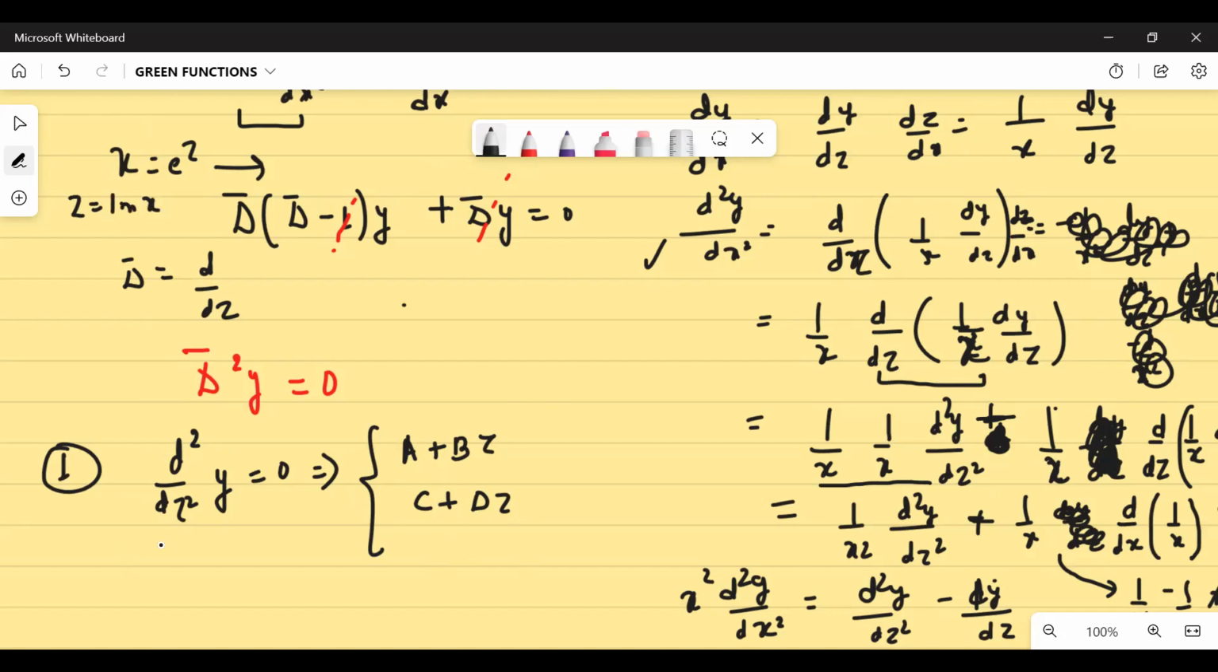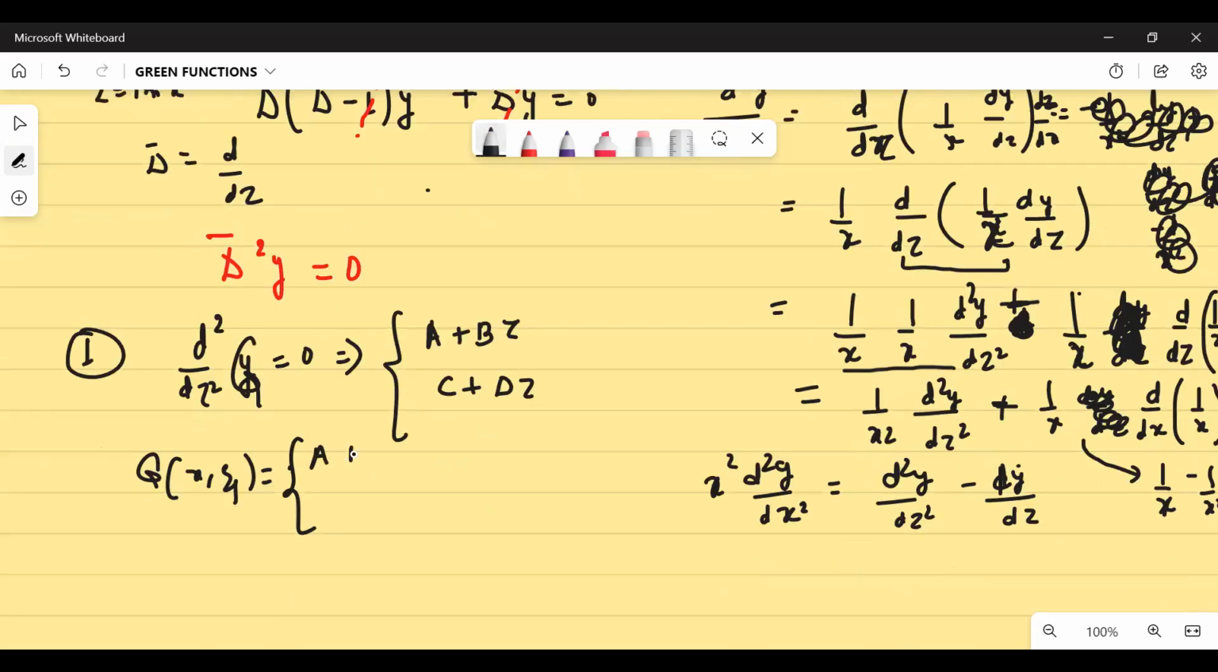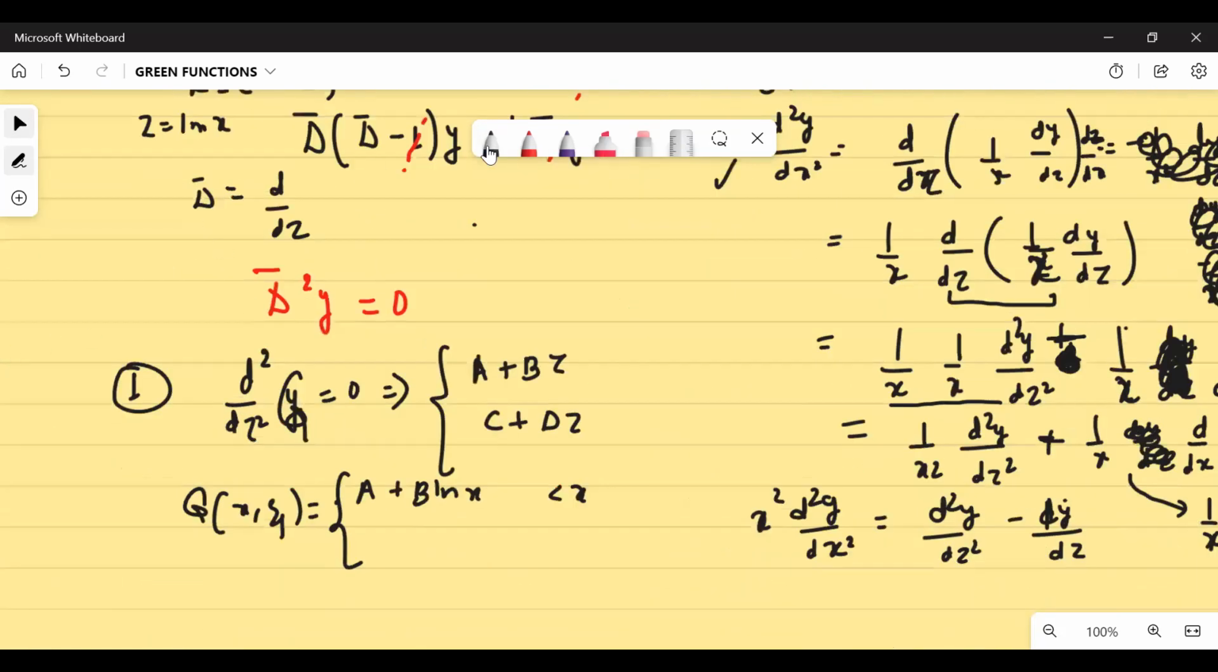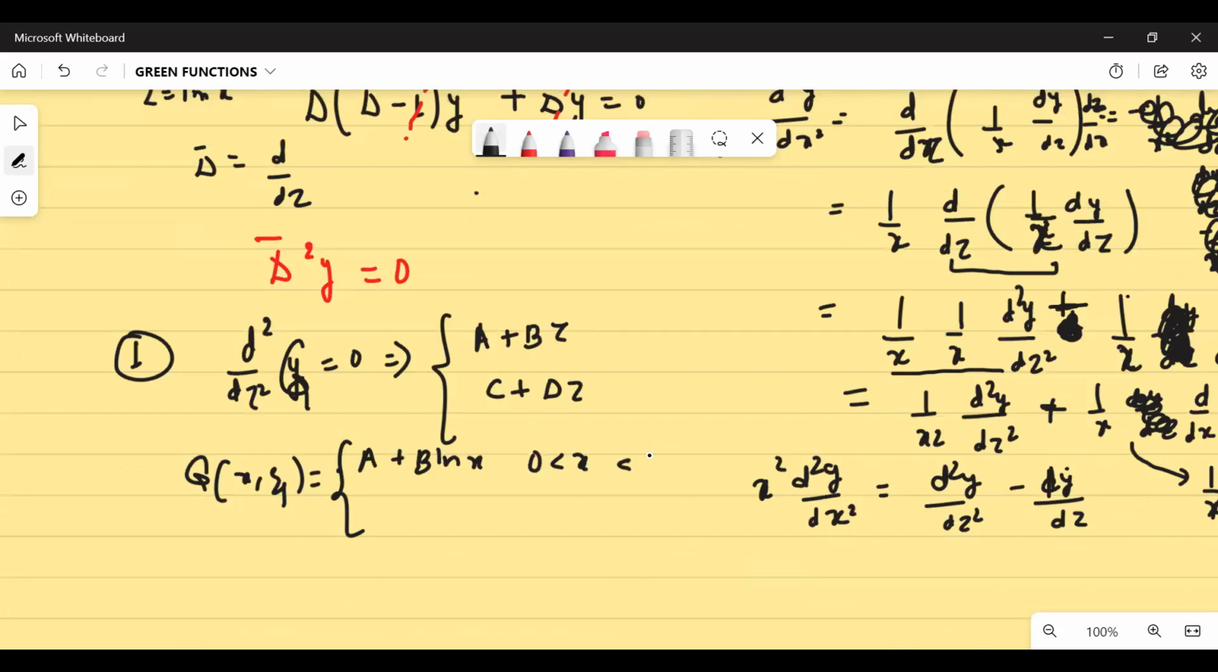So eventually, what would be my Green's function? Green's function in terms of x would be equal to a plus b ln x for all x lying between 0 and zeta, and for all x lying between zeta and 1, it would be c plus d ln x. You will see that I have not included 0, because ln x is not defined at 0.